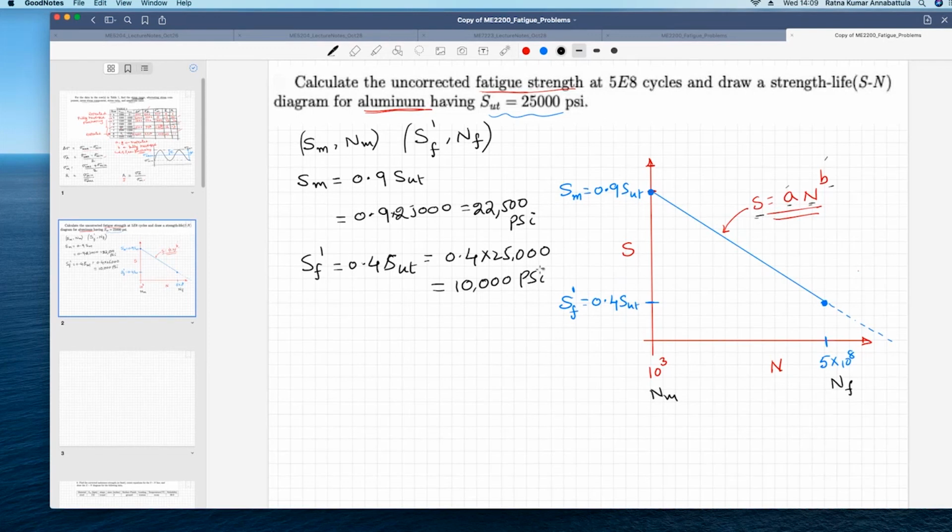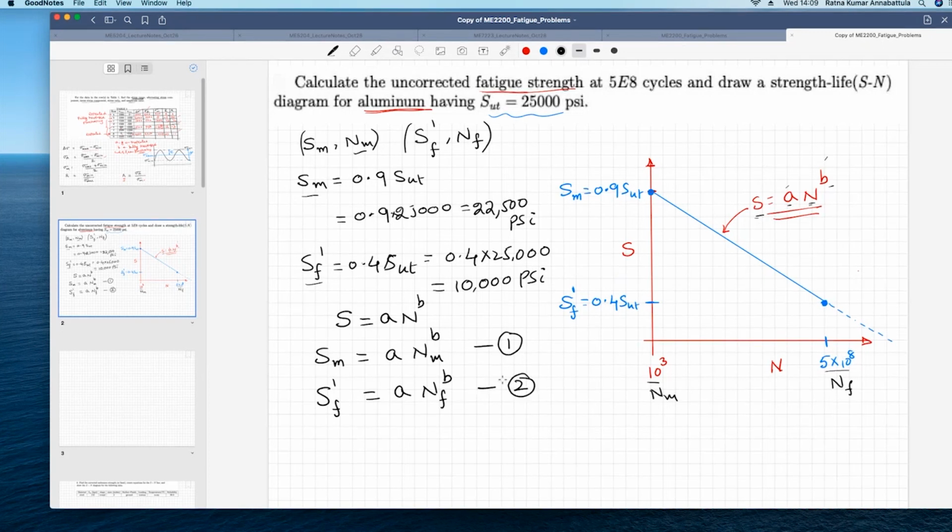Correct? So now we know that corresponding to SM, the number of cycles is 10 cubed, 1000. Corresponding to SF prime, the number of cycles is 500 million cycles, or 5 into 10 power 8 cycles. So plugging in, our equation was S equal to A N power B. For the first point, SM is equal to A NM power B. That is our equation 1. Because that point is on this line, it has to satisfy it. Similarly, the second one, SF dash is equal to A NF power B, because that is also a point on that line.